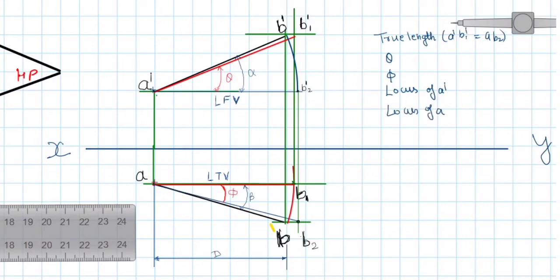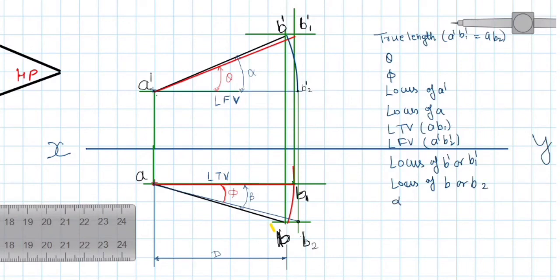Then we have length of top view, A to B1 is the length of top view. Then we have length of front view, A dash to B2 dash is the length of the front view. Then we have locus of B dash, or we can say locus of B1 dash, both are same. Then we have locus of B, this one, B or B2, these are same. Then we have alpha, then beta, and then D.